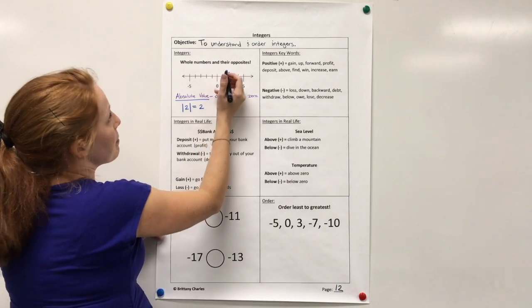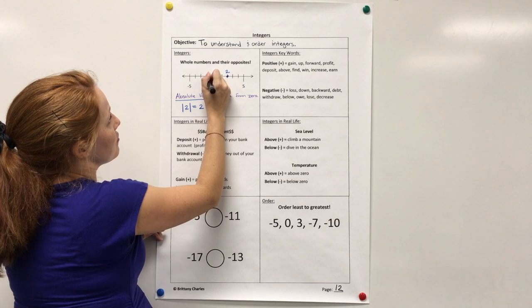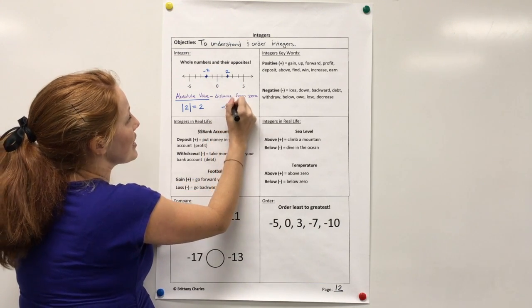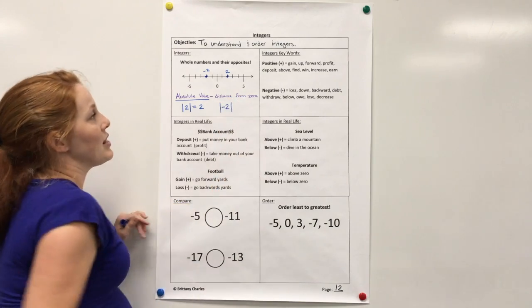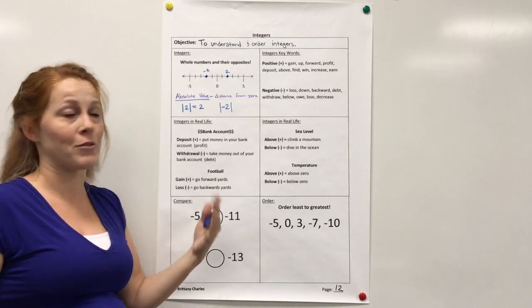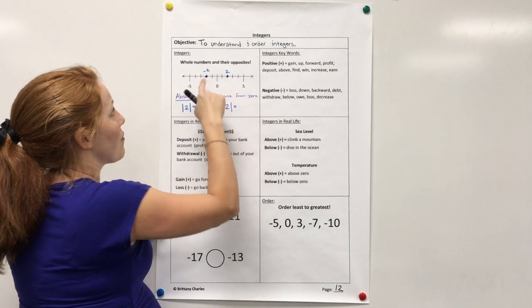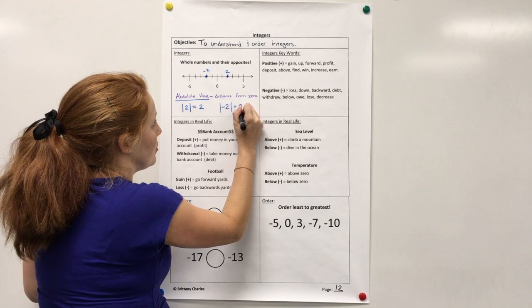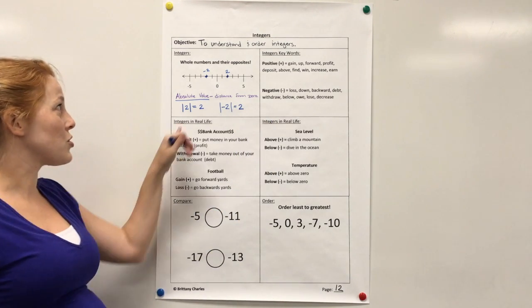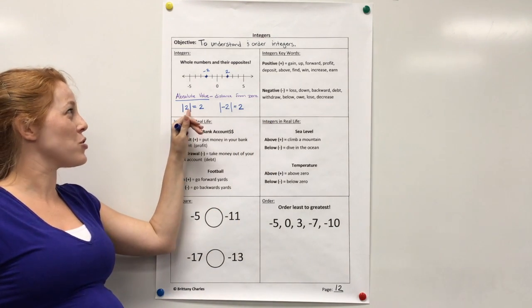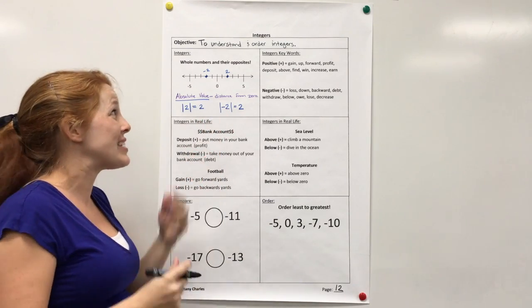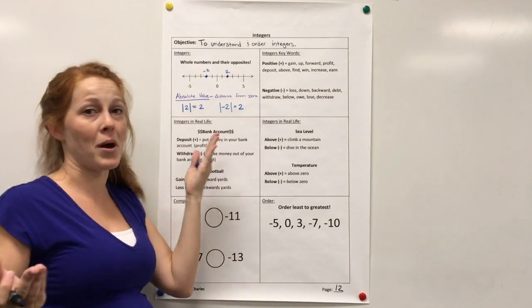Now, if I take the opposite of that, -2. If I want the absolute value of -2, again, I just want the distance from 0. Well, how far is this from 0? 1, 2. It's also 2. So anytime you have absolute value, whether it's a positive or a negative inside your absolute value bars, it's always going to be just the number positive.